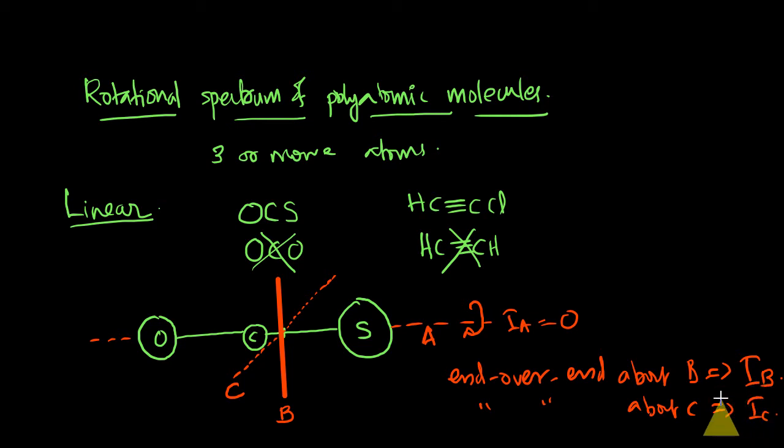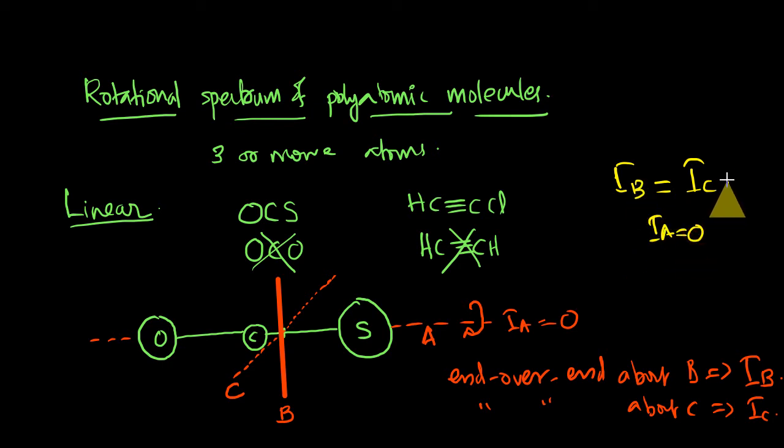So we can see that in both cases, IB and IC, the molecule is making an end-over-end rotation, either in the plane of the board or out of the plane of the board. In either case, it is making an end-over-end rotation about an axis passing through its center of gravity, and therefore IB and IC will be equal. IB is equal to IC. But at the same time, IA is equal to 0.